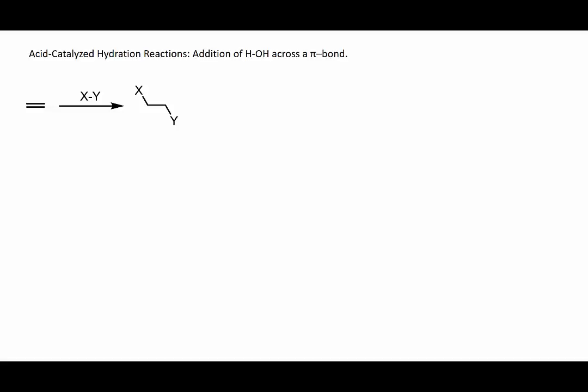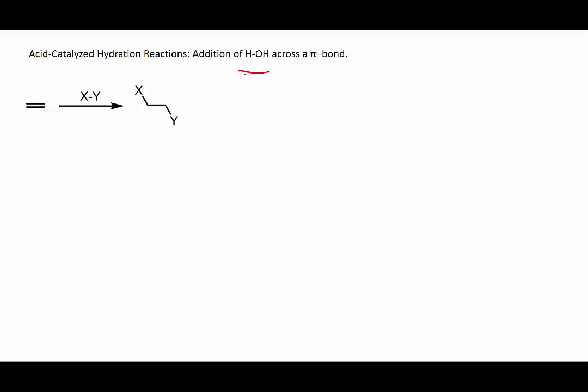The next type of reaction we're going to discuss is an acid-catalyzed hydration reaction. This is very similar to a hydrohalogenation reaction, except that we're adding water across a pi bond instead of a halogen and a hydrogen atom. That's why we call this a hydration, because we're adding water.